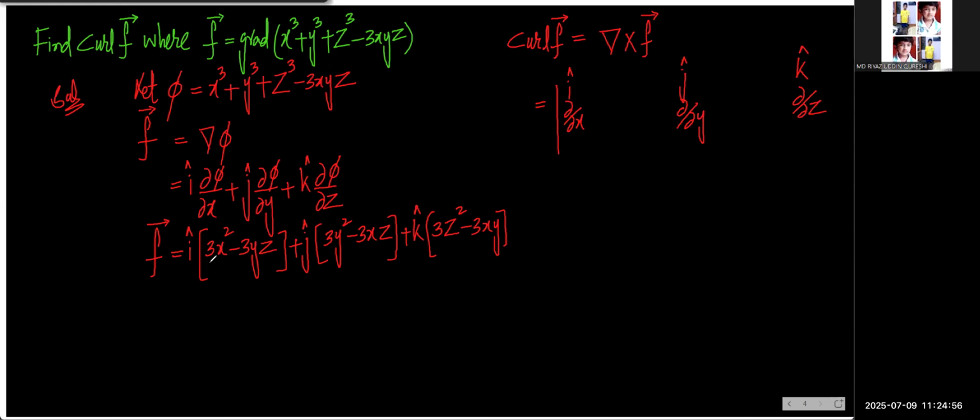And the f coefficients: for I here it is 3x square minus 3yz. This is 3y square minus 3xz. This is 3z square minus 3xy. This is modulus, then close it. Now, how to do this?